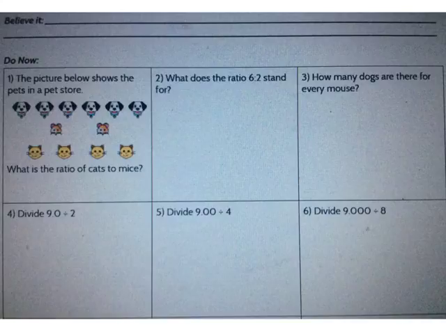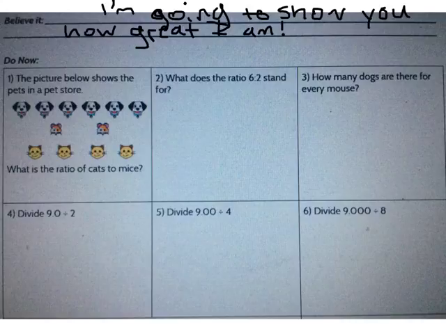Start by writing our champion's credo at the top. You are great, and you're going to show everyone today. So write, I'm going to show you how great I am on the line that says believe it. Now let's do our do now.